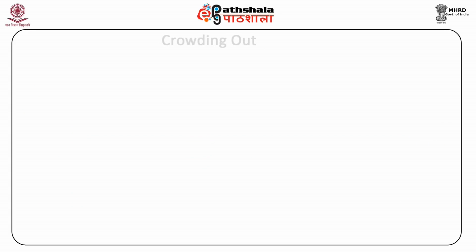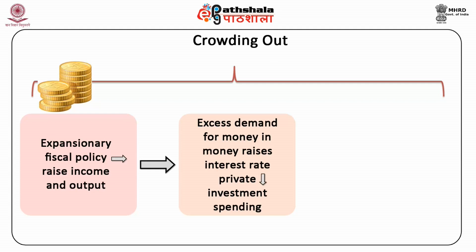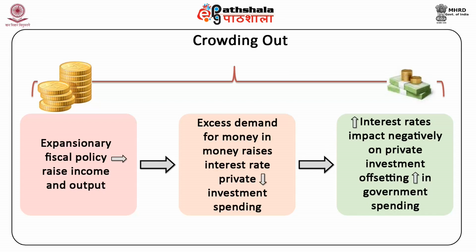Moving on to the crowding out effect: when the government uses expansionary fiscal policy with the objective to raise the level of income and output in the economy, it causes an excess demand for money in the money market, which raises the interest rate and reduces private investment spending. The rising interest rates impact negatively on private investment, which offsets some of the increase in government spending. This is referred to as crowding out.